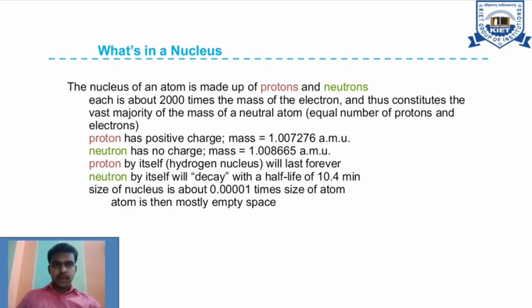Look at the example. The proton has positive charge, and its mass is 1.007. At the same time, the neutron has no charge, and its mass is 1.008. Here comes the half-life of 10.4 minutes. The size of the nucleus is 0.0001 times the size of the atom, which is mostly empty space.